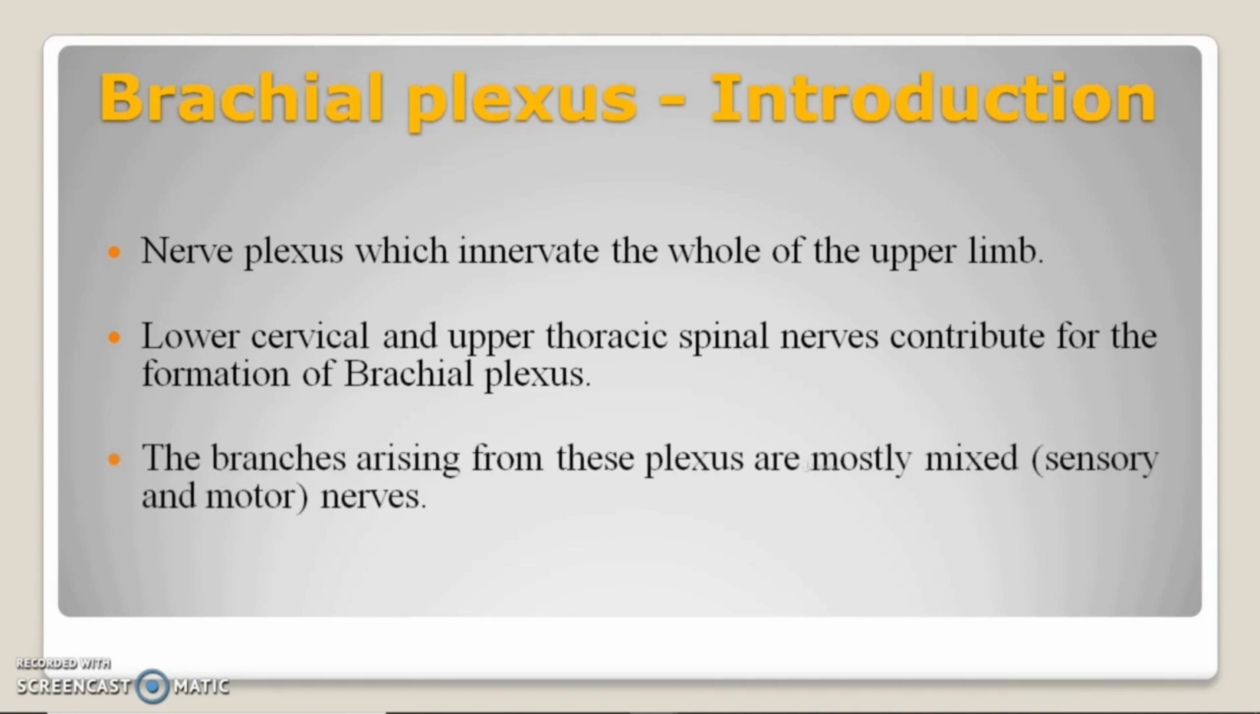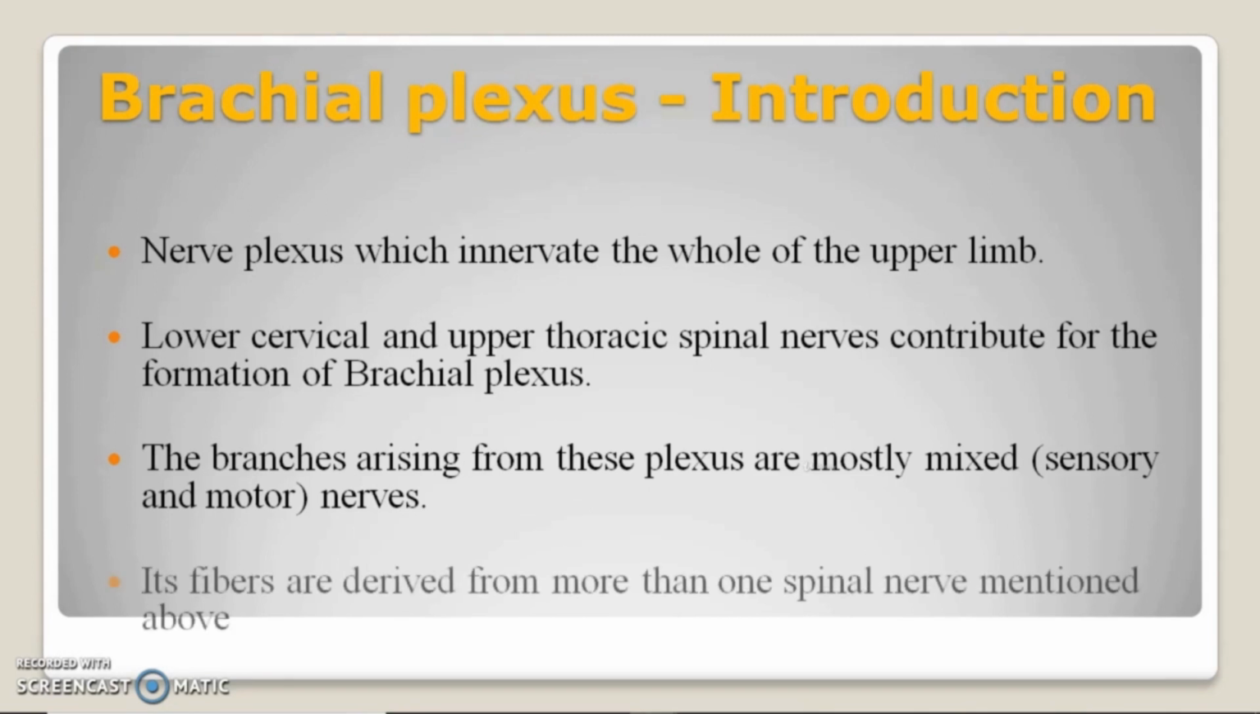The branches arising from this plexus are mostly of mixed type, that is, they will have both motor and sensory fibers in them, and these fibers are derived not only from one nerve root, they are derived from more than one spinal nerve.